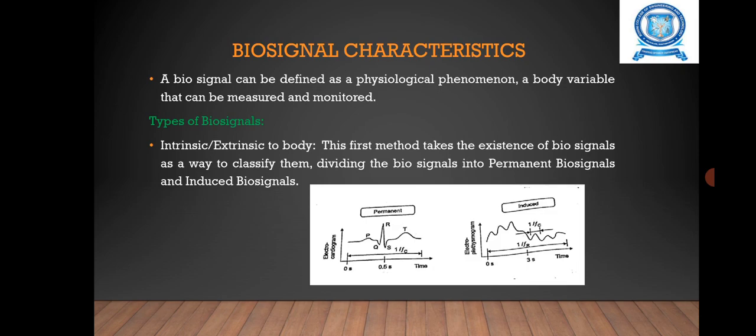Intrinsic or extrinsic to the body. This is the first method. It takes the experience of biosignals as a way to classify them. It also divides the biosignals into permanent signals and induced biosignals. First, we are going to see the permanent biosignal. That means this kind of biosignal exists without any excitation from outside the body, and it is present in the human body because the source is inside the body.